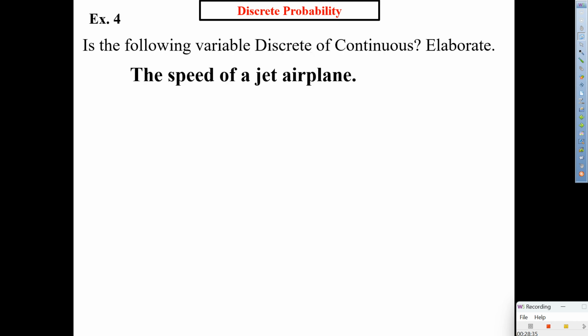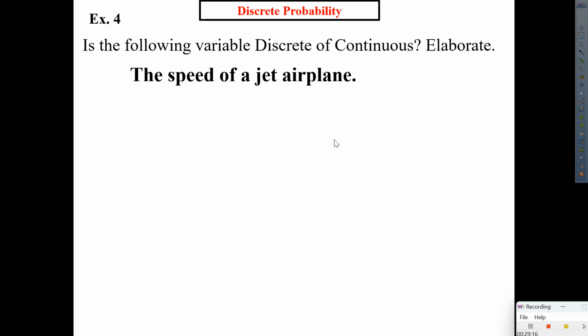Is the following variable discrete or continuous? The speed of a jet airplane. Either write D or C on the screen, D or C, and tell your neighbor why you selected that. Speed of a jet airplane. All right, looks like Areli's got it. Areli, what do you think? Continuous, why? It can vary. It goes from slow, it starts going upward, and then it goes down, and so on and so forth. That is correct.